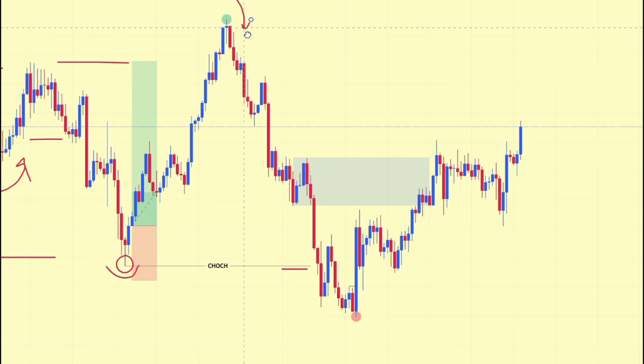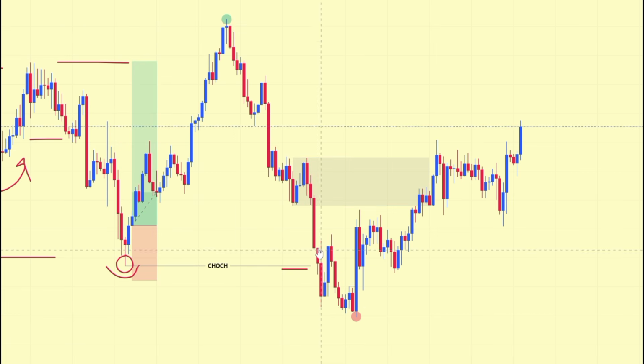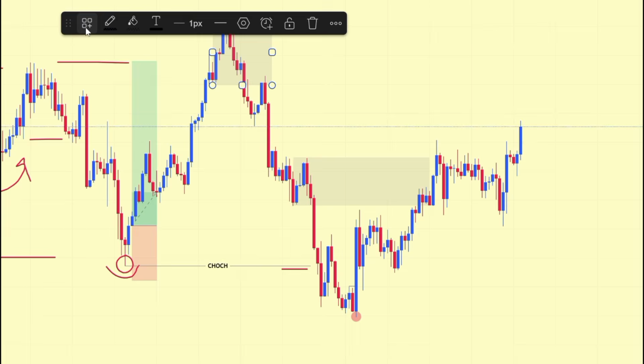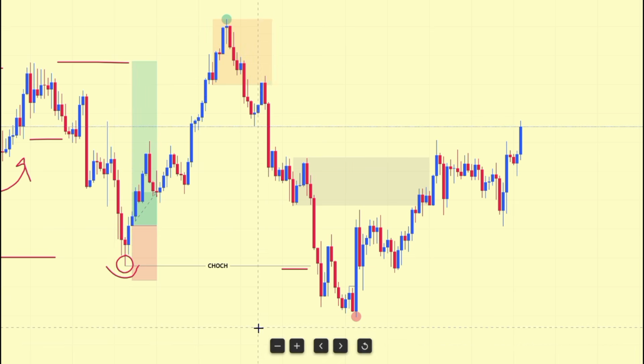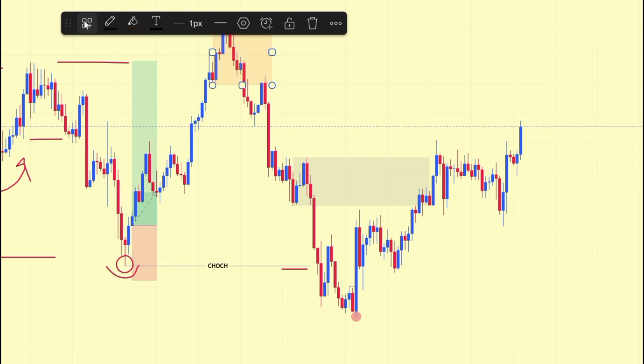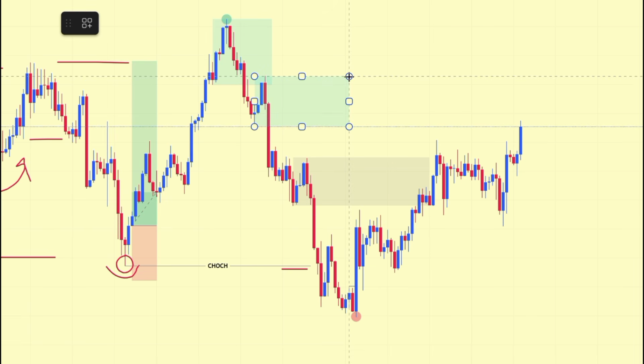Now let's identify the extreme order flow. This here is the decisional order flow, a valid order flow. Let's start from the top for the extreme, and you can clearly see that this one here is mitigated, so this makes an invalid order flow. And the one that follows is this one here, and we can clearly see this order flow is not mitigated.